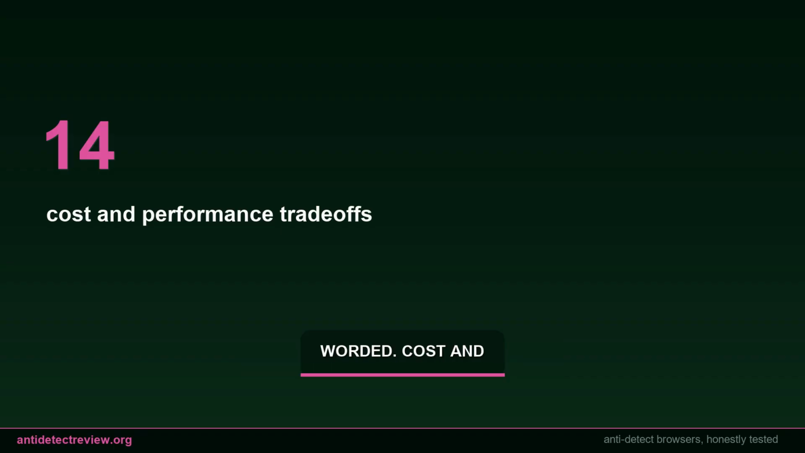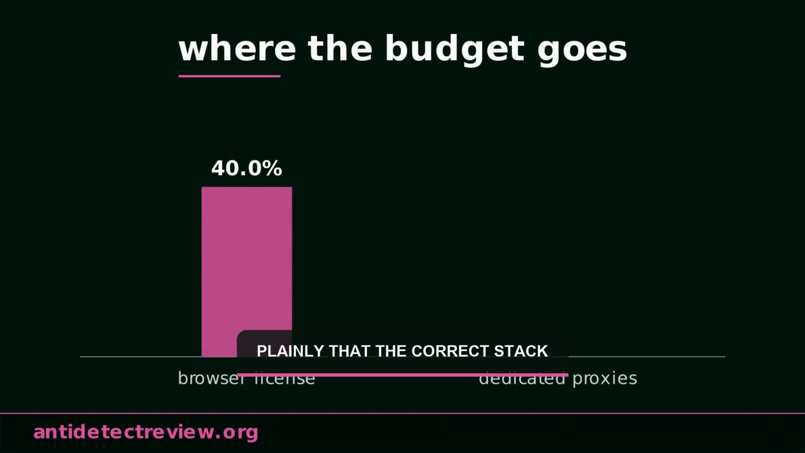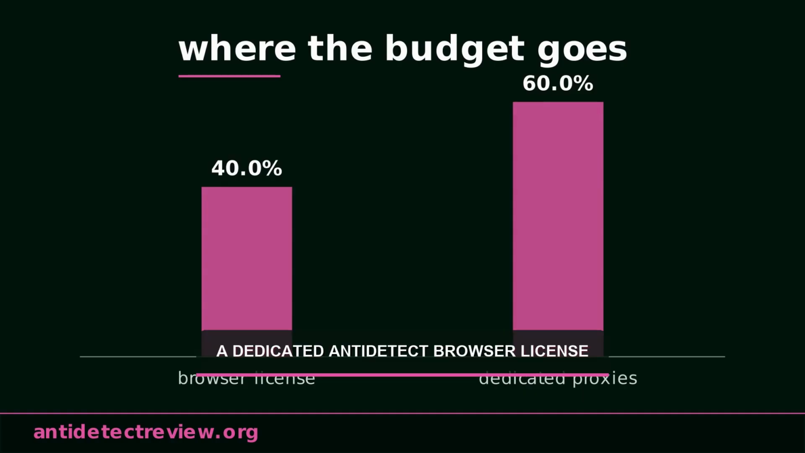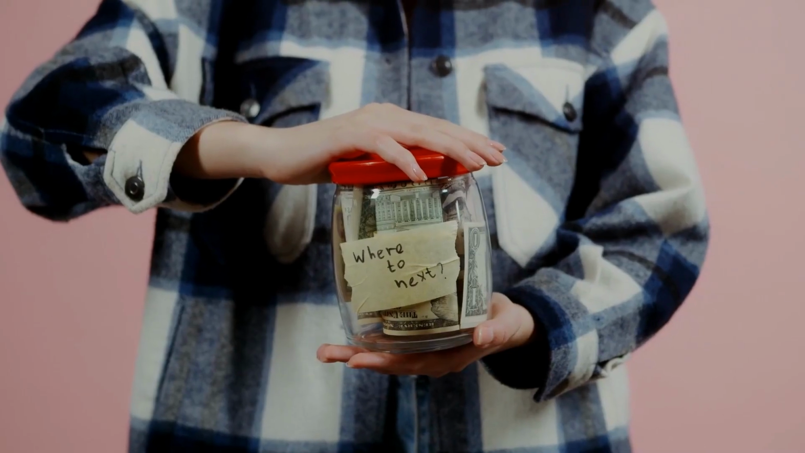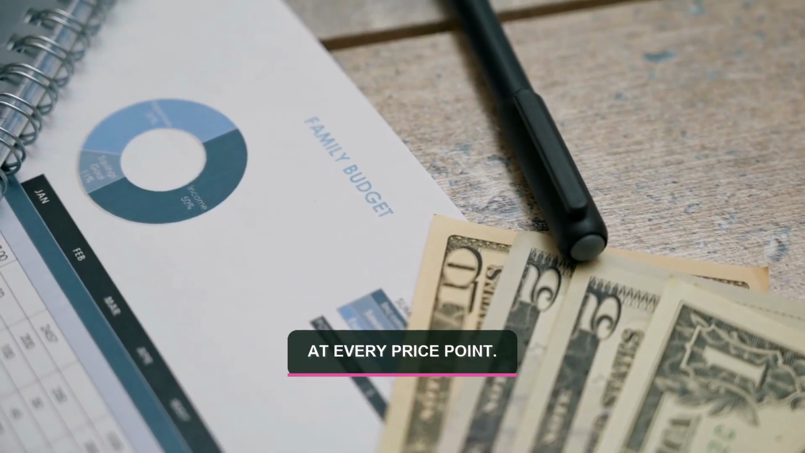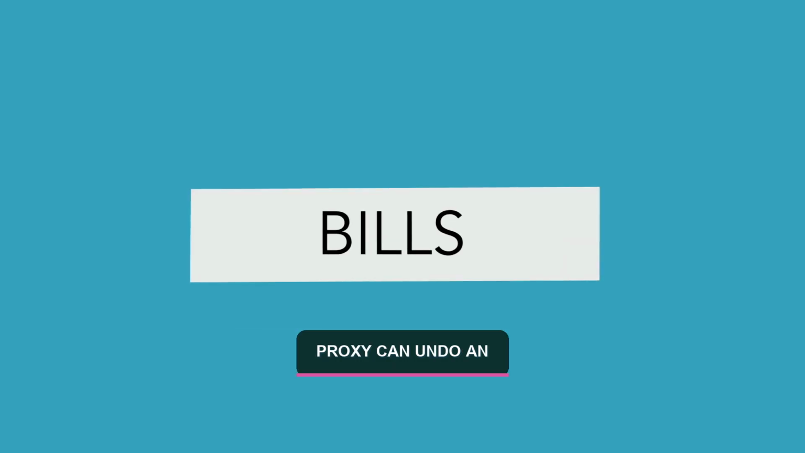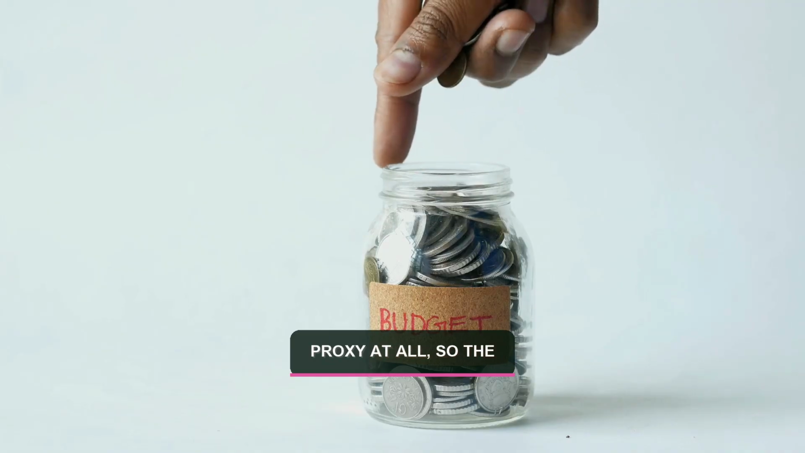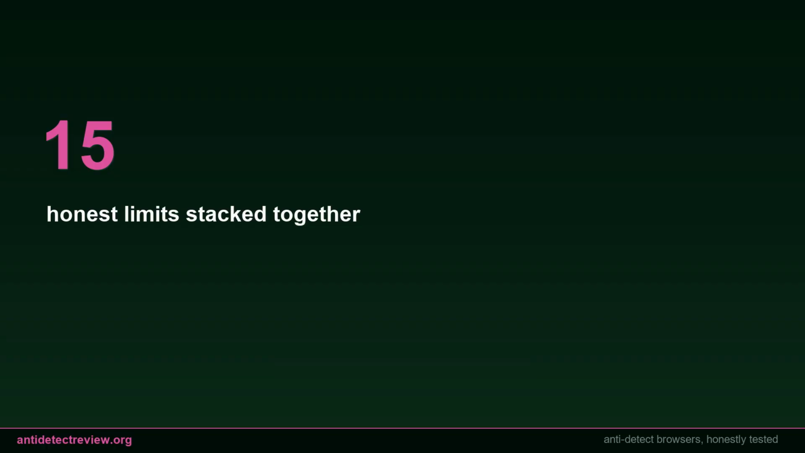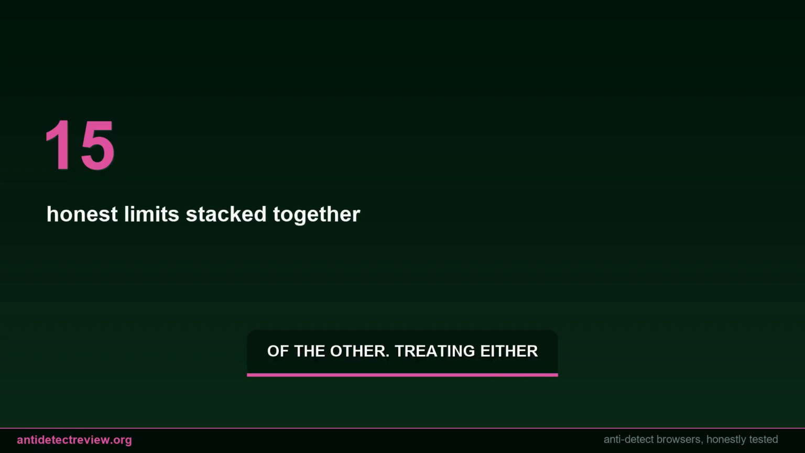Identity cost and performance trade-offs. It's worth naming plainly that the correct stack costs real money, and that cost is often the actual limiting factor, not any tool's policy. A dedicated Antidetect browser license and a dedicated proxy per identity both carry a recurring price, and quality varies enormously at every price point. A cheap, shared, poorly maintained proxy can undo an otherwise well-built fingerprint just as easily as no proxy at all. So the spend has to go toward both halves together, not one at the expense of the other. Treating either half as an afterthought because the other one felt like the bigger purchase is a common avoidable mistake.